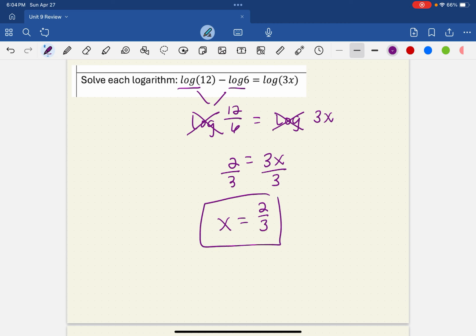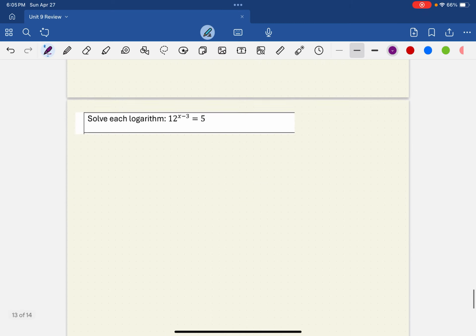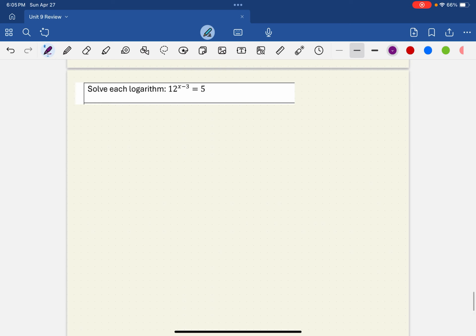You could have also turned that into a decimal if you want, but it is repeating, so it's not going to be a nice decimal. On to the next. So solve each logarithm.